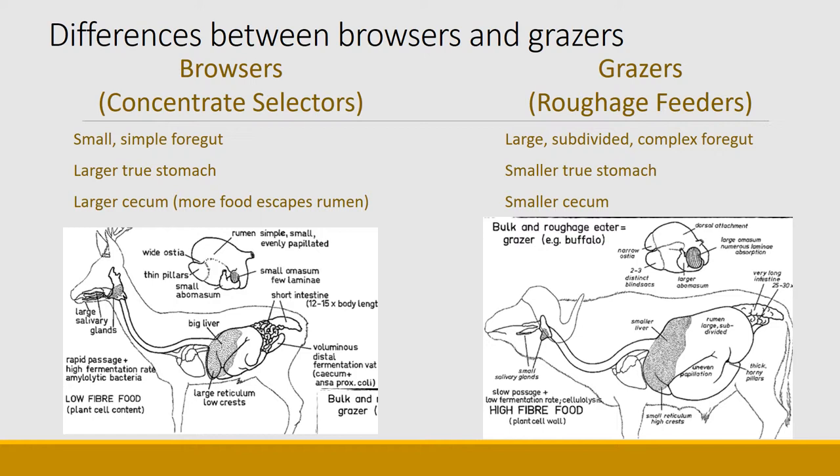Okay. I want to go back to an error that I made. These browsers, like the little dik-diks, they're browsers because they're using really high quality forbs, right? Yes, because they're small and they're following that strategy. Or they can eat the nutritious leaves off of browses too. Good. That's right. Okay.